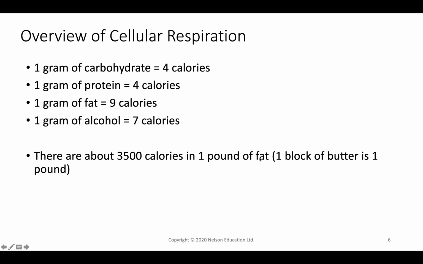So if we were to eat a pound of fat, that would give us about 3,500 calories. That would be a whole block of butter, essentially. So a block of butter would be about 2 of your daily servings of calories, not at all the daily servings of fat, though, obviously.